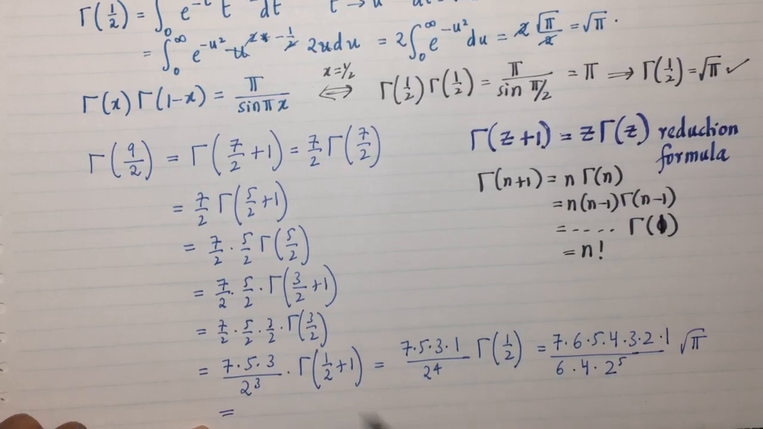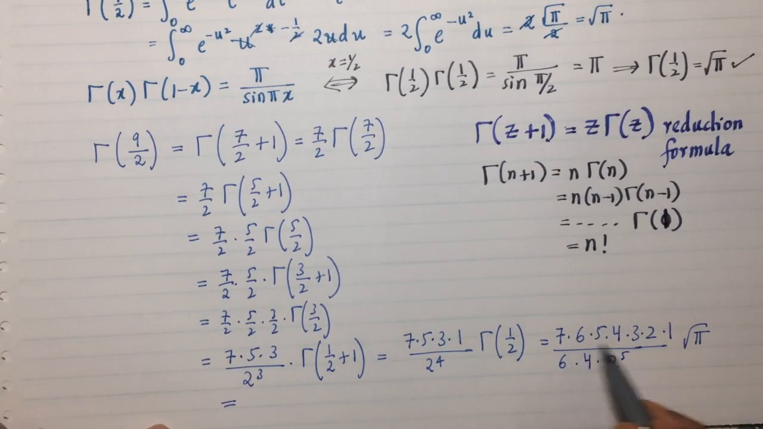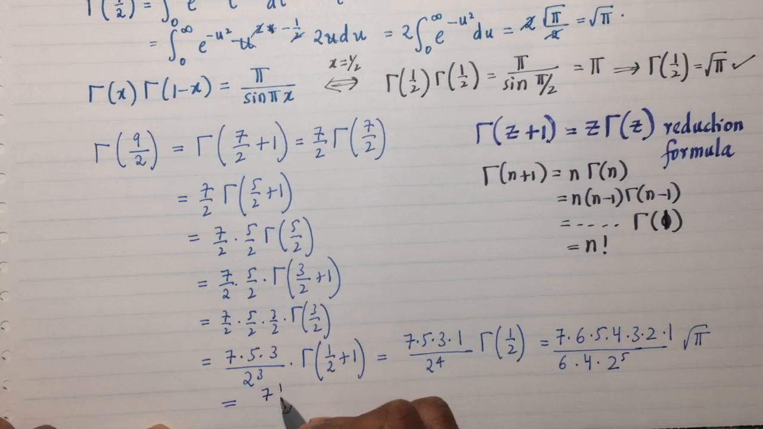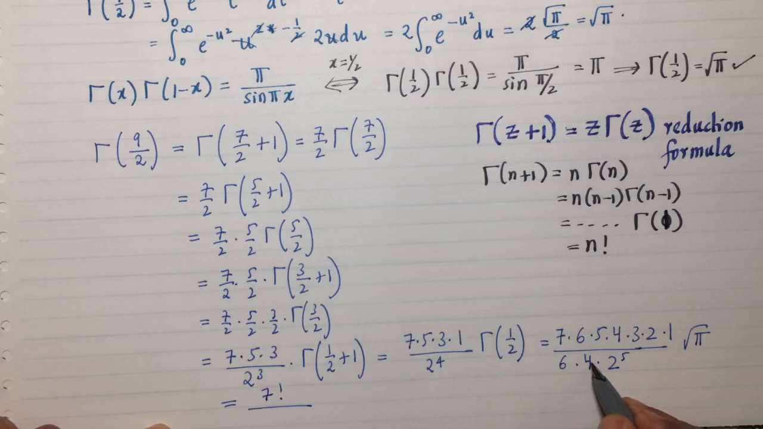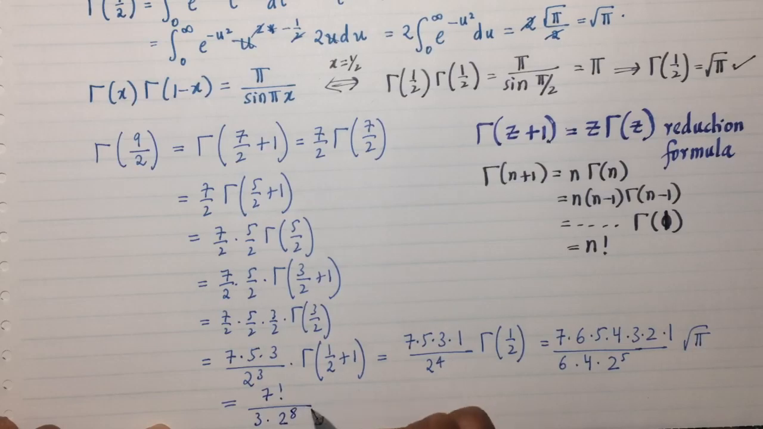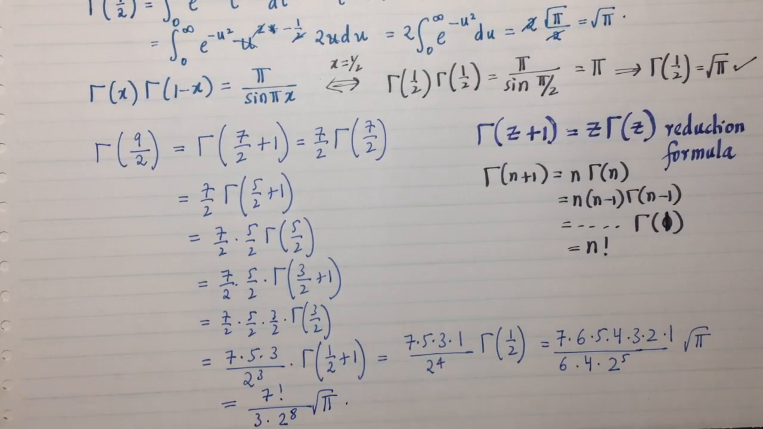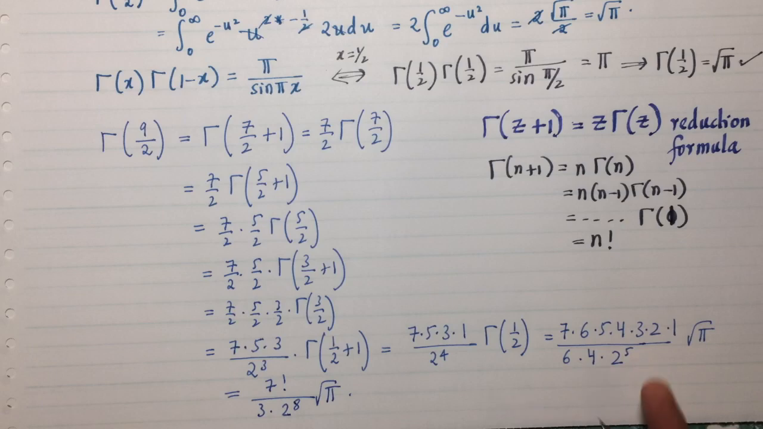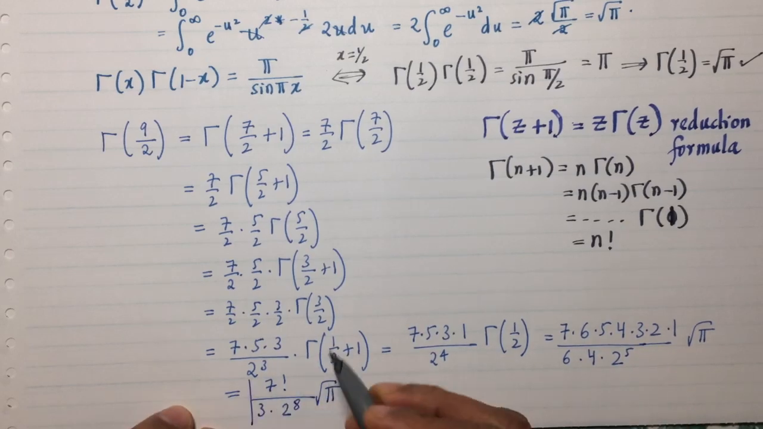Let's see if we can make this a little nicer looking. Upstairs is just 7 factorial, and downstairs I have a further 3 powers of 2. This is 3 times 2, so that's 1 power of 2, and that's 2 squared. So that's going to be 3 times 2 to the power 8 root pi. I don't think this is any better than writing just that, but it looks more compact.